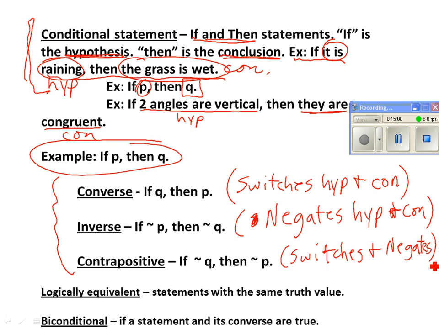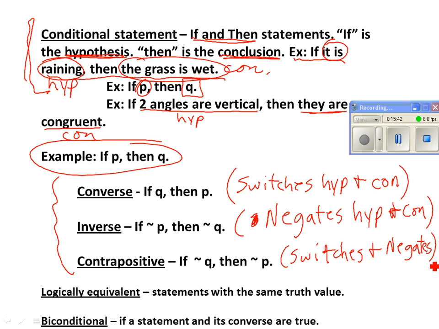Usually, if something is false, you want to give a counterexample. What's a counterexample again? An example that shows that it's not true. So our statement here is, if the grass is wet, then it is raining. What would be a counterexample of that? Why might the grass be wet? Maybe the sprinklers are on. That would be a counterexample. So if you say a statement is false, you need to be able to come up with a counterexample for why it's false.